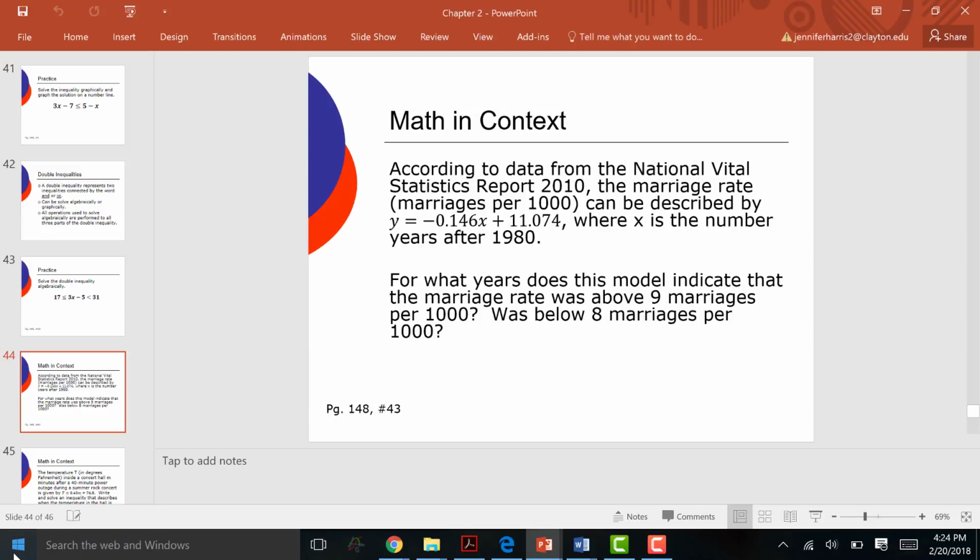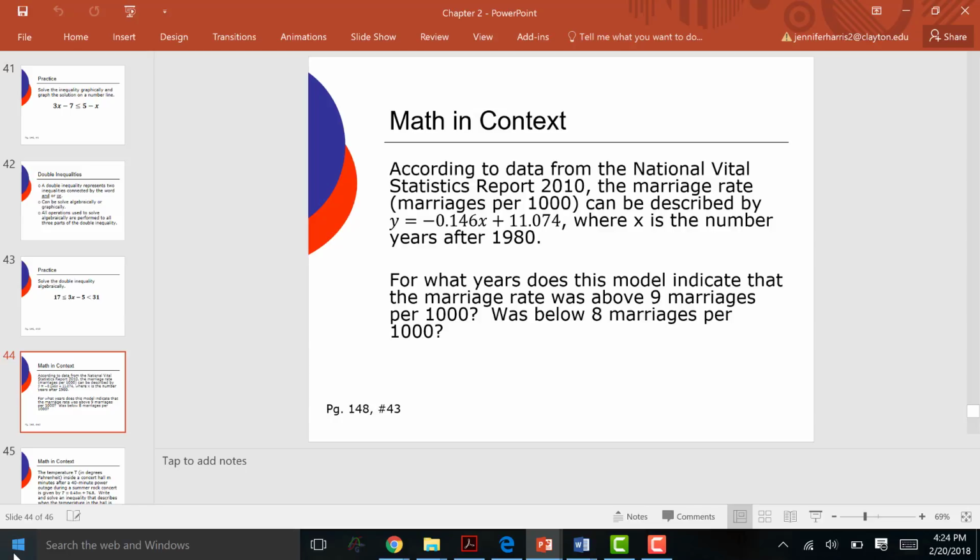According to data from the National Vital Statistics Report of 2010, the marriage rate, marriages per thousand, we're just looking at it for every group of thousands, can be described by y. So the marriage rate is y, and y is equal to -0.146x plus 11.074, where x is the number of years after 1980.